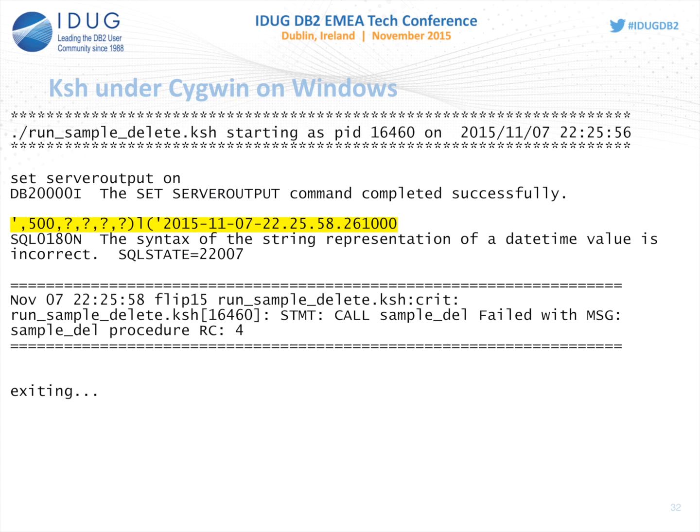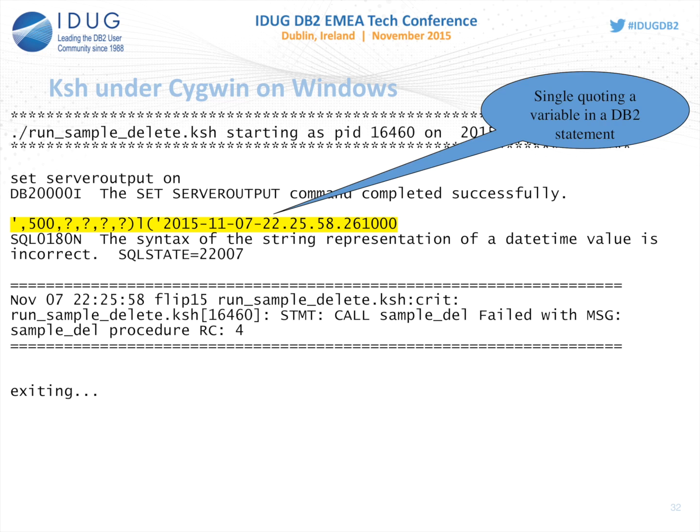So this is what the Korn shell under Cygwin was returning. It's kind of chopping the single quote off and stuffing everything, and it's laying it back over top of the DB2 call statement. I don't know, it was after midnight, and I couldn't for the life of me figure out how to make it work under Cygwin.